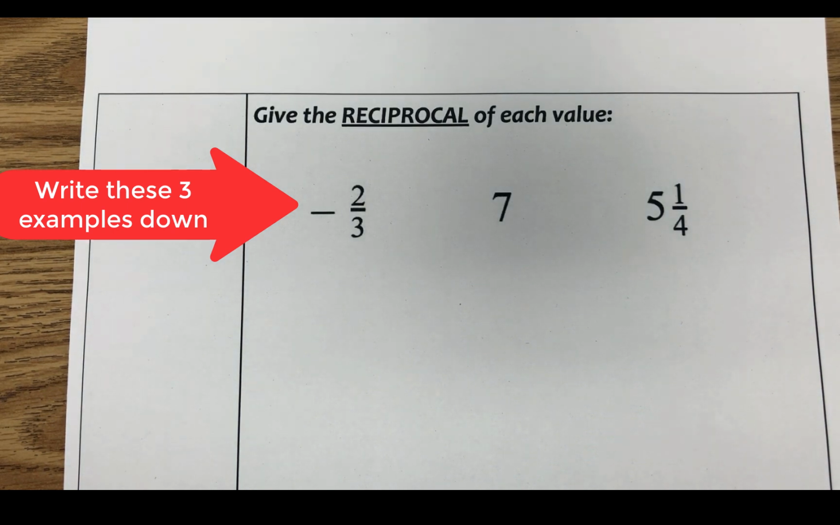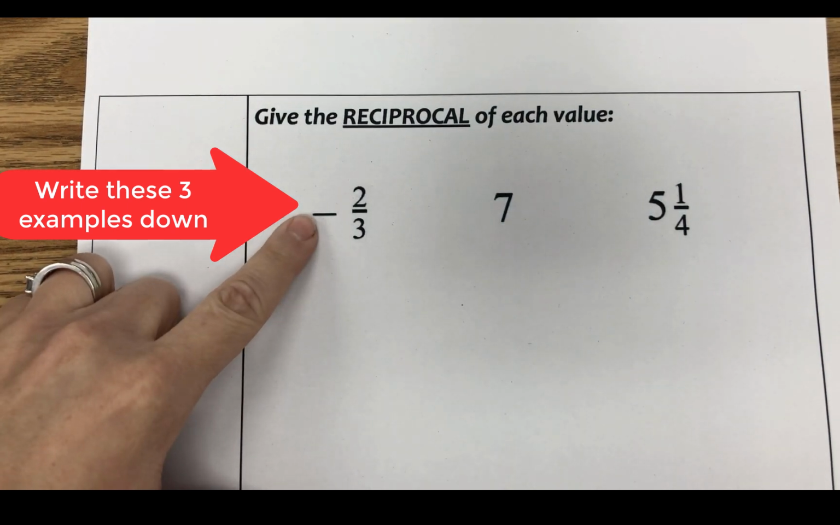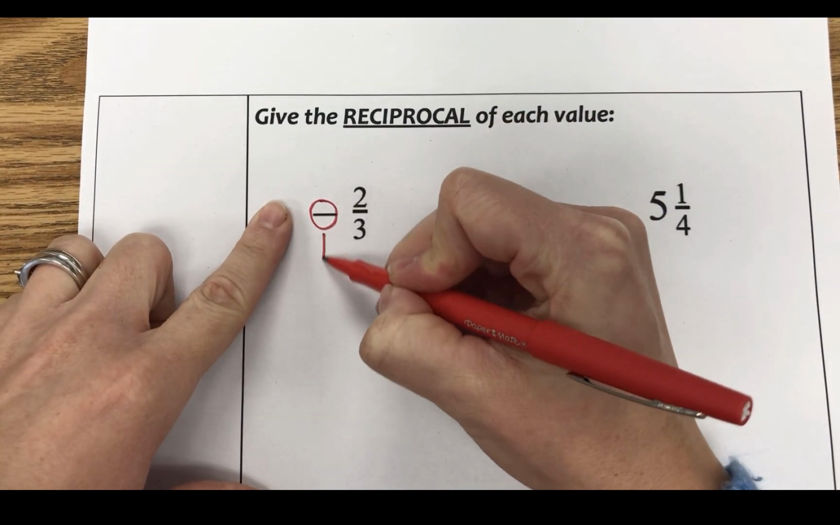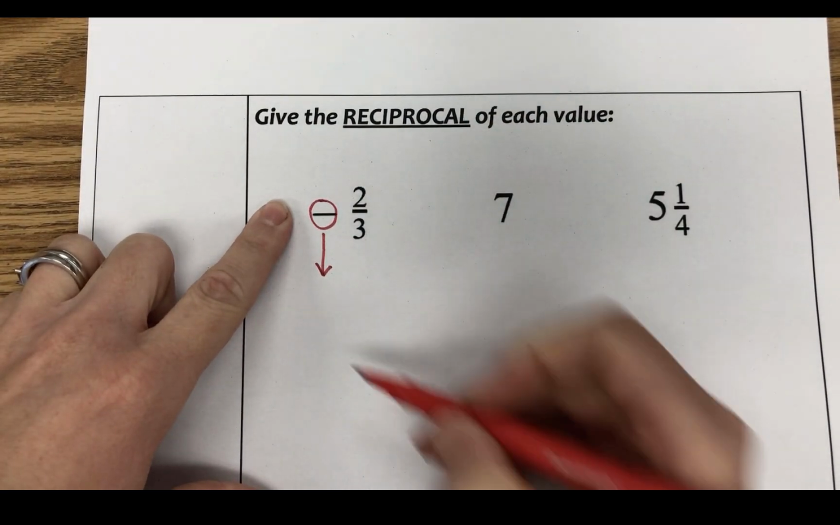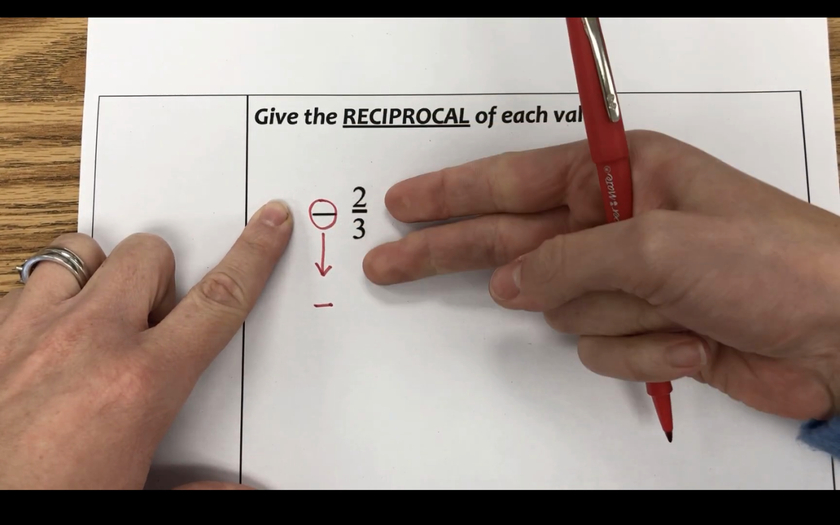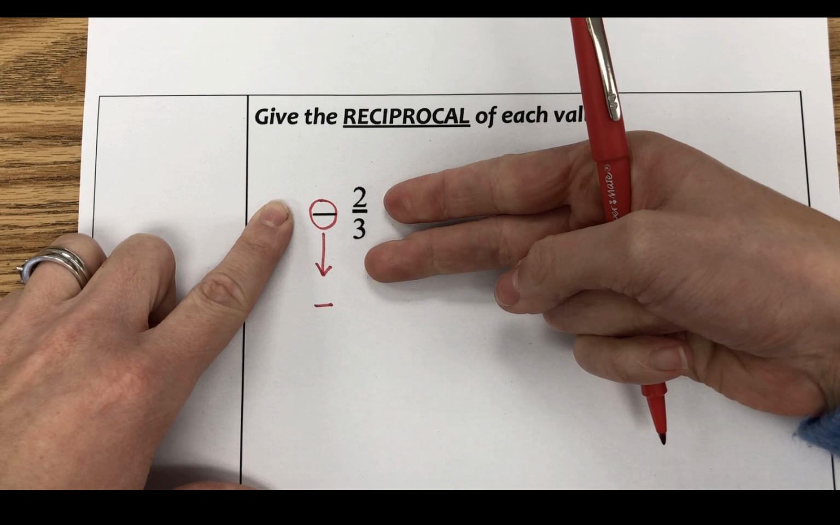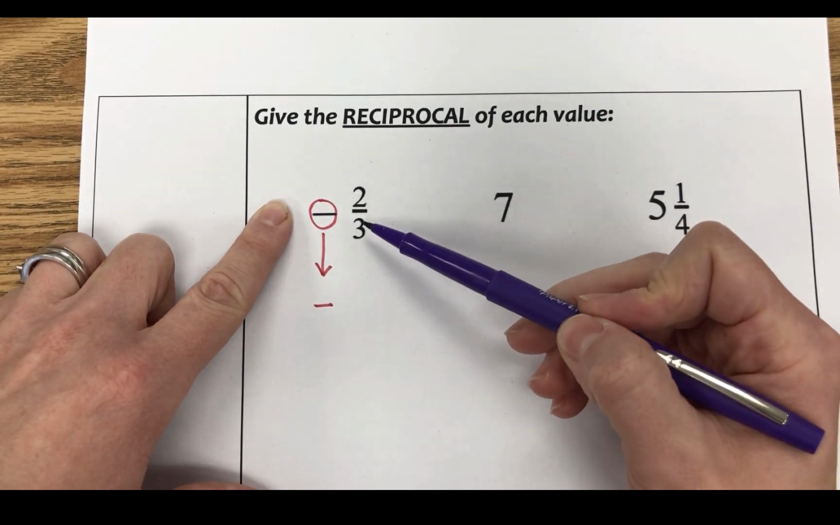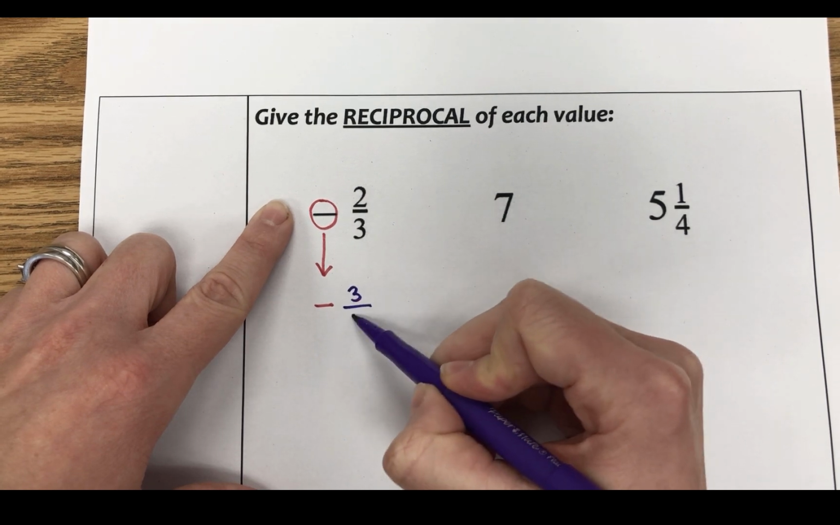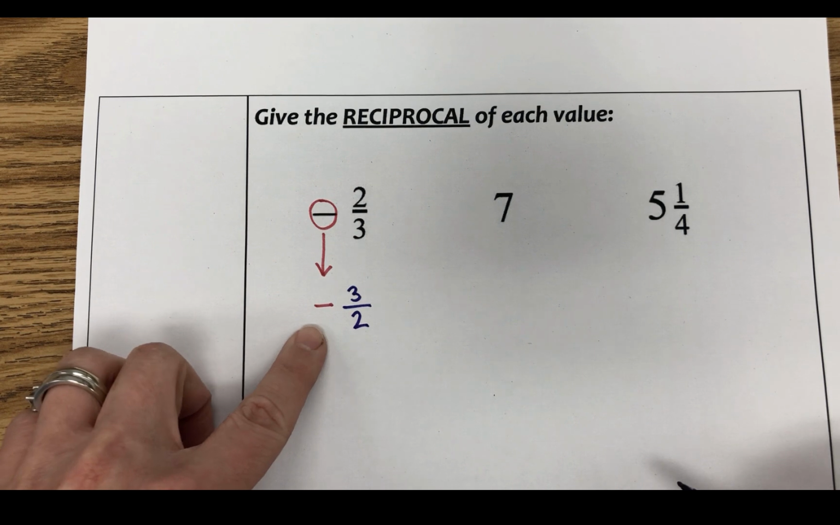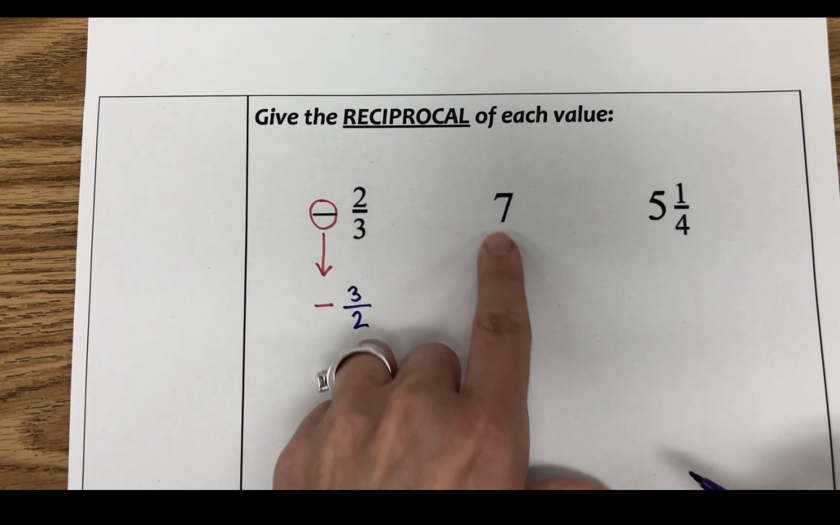Let's practice finding reciprocals. So if we want to find the reciprocal of -2/3, first of all, I see that negative. I'm just going to bring it straight down, okay? So negative, and then a reciprocal is where you take a value and you flip it. So whatever is on the top moves to the bottom, whatever on the bottom moves to the top. So the reciprocal of 2/3 would be 3/2. So the reciprocal of -2/3 would be -3/2. Let's look at this one.